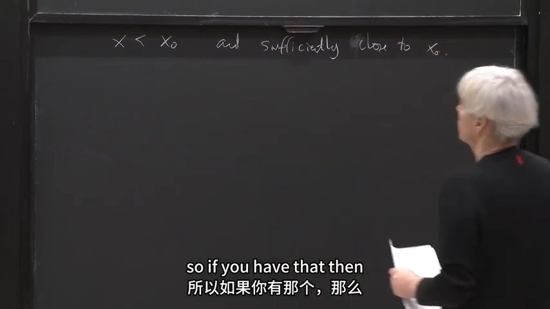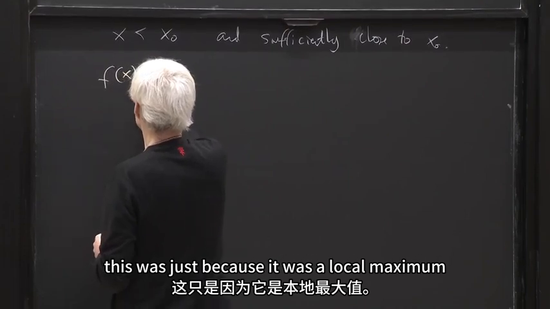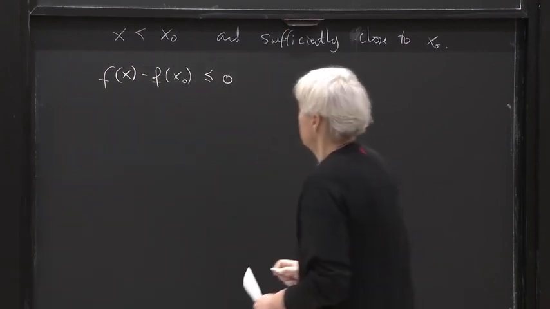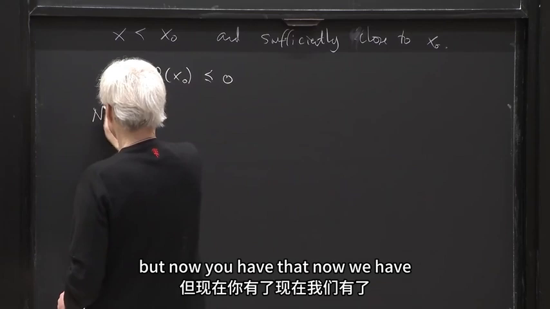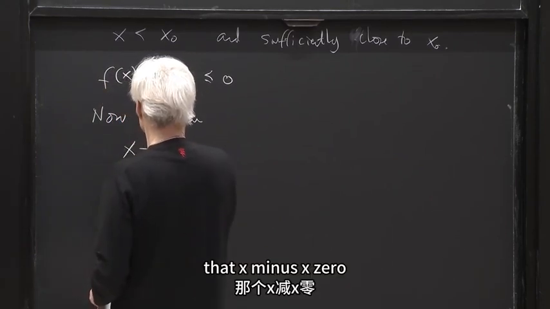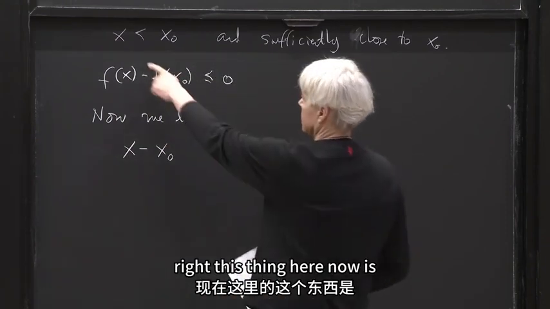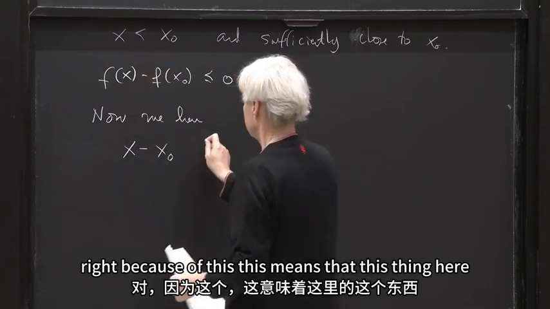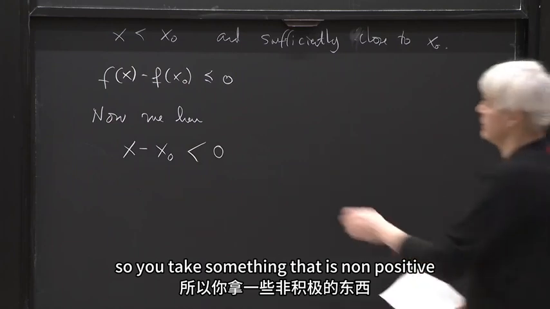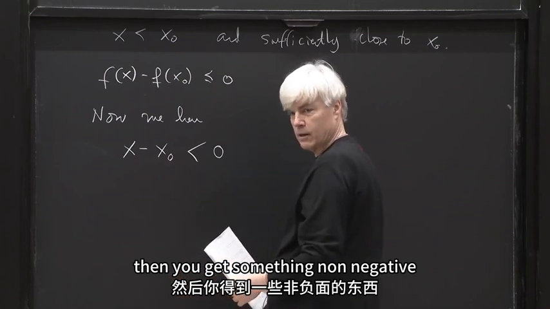So if you have that, then, well, you again have, this was just because it was a local maximum, you still have that this thing here is non-positive. But now we have that x minus x0, right? This thing here now is, because of this, strictly less than 0, right? So you take something that is non-positive and you divide it by something negative, then you get something non-negative, right?